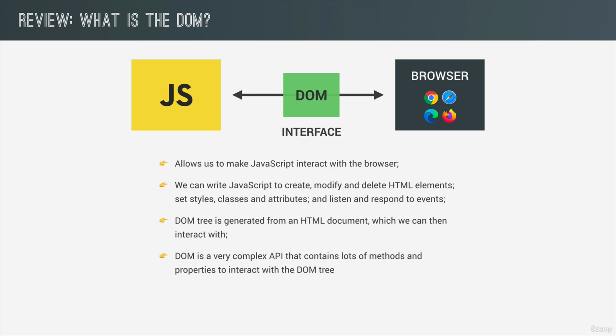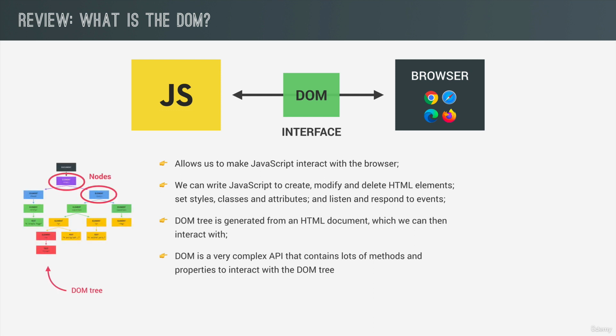And again, more specifically, we can create, modify, and delete elements, set styles, classes, and attributes, and listen and respond to events. In practice, this works because a DOM tree is generated from any HTML document. And a DOM tree is a tree-like structure made out of nodes, which looks something like this. And we can then interact with this tree as we already did a couple of times in this course.